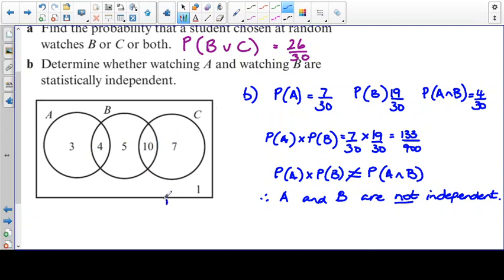Okay, don't draw it like that and then have a zero somewhere. So if you know that two events are mutually exclusive, then generally draw them in a line like that.